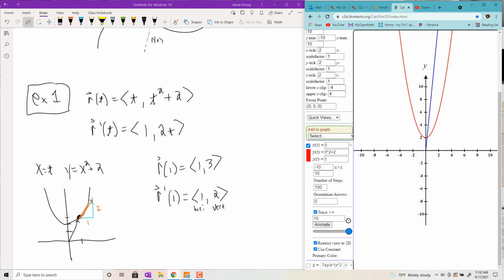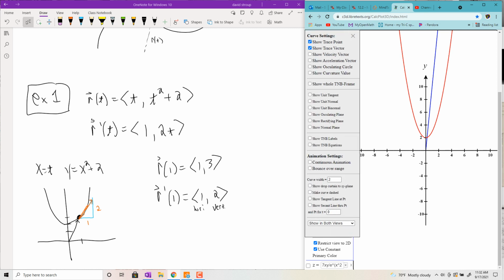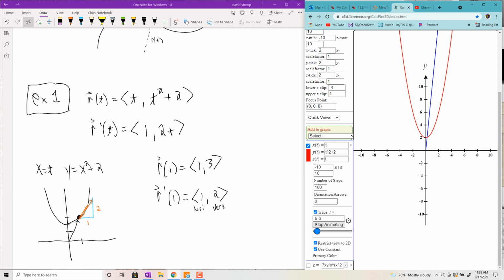So that's just the trace vector, but let's add in the velocity vector, is what I'm going to call it. Okay. So, whoops, let's clear it out. And you kind of see, oh, it's going really fast. See the little thing that points in the direction of travel. Okay.